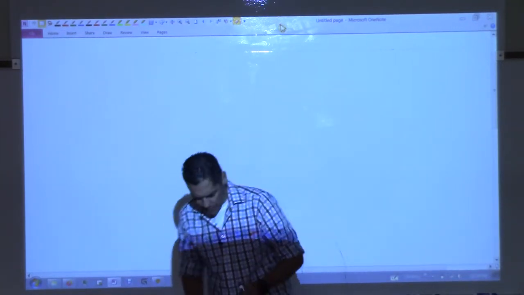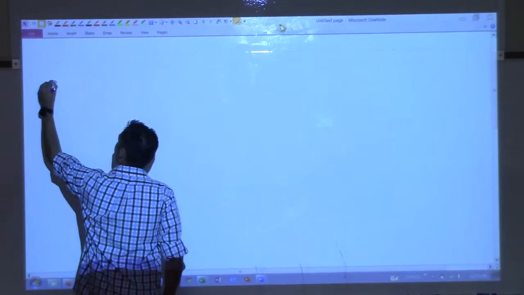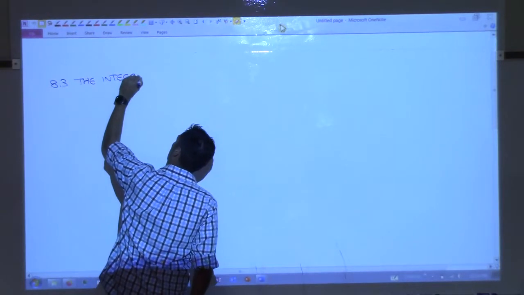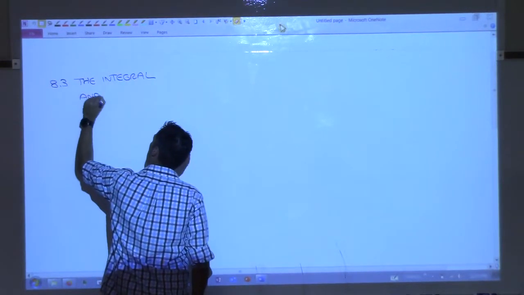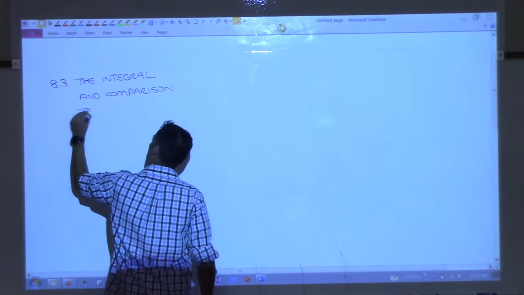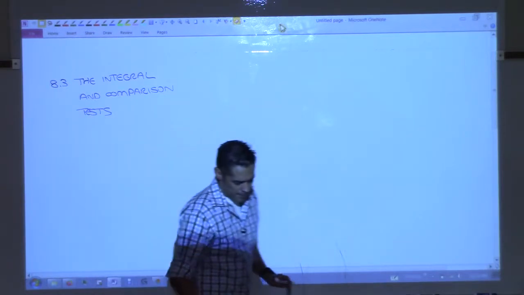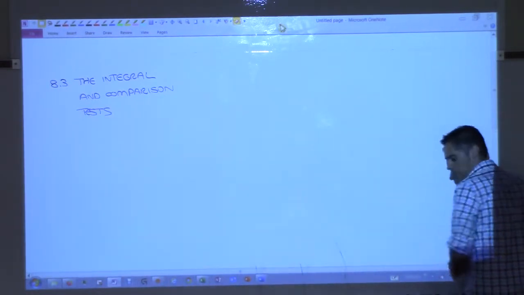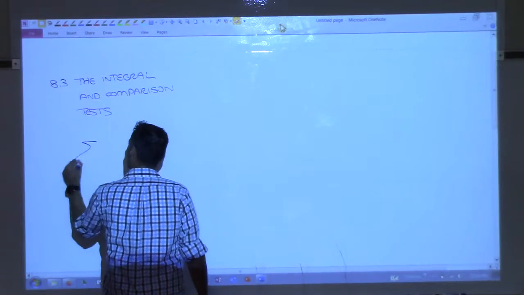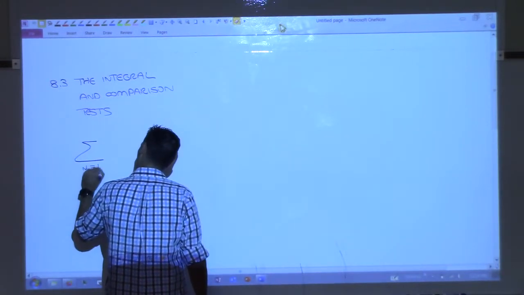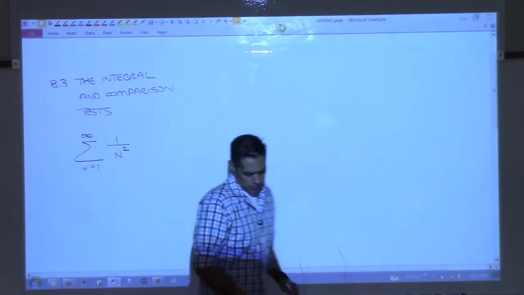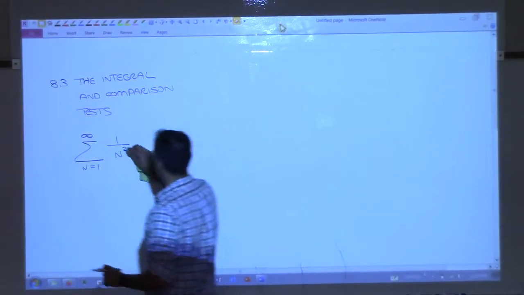The integral and comparison tests. So let's take a look at a specific series to get us motivated here. Well, you know what? Let's make that n cubed.